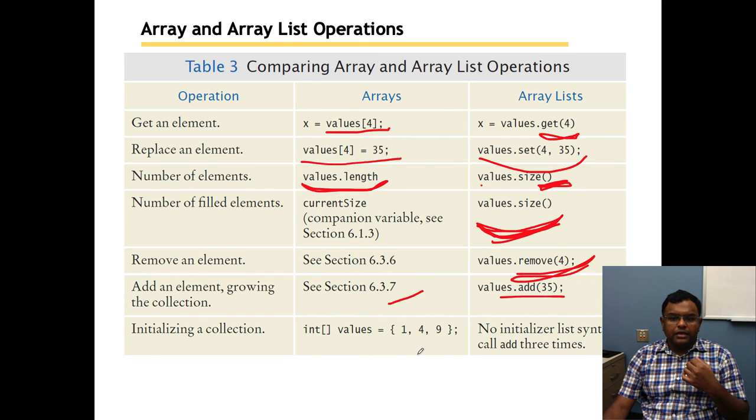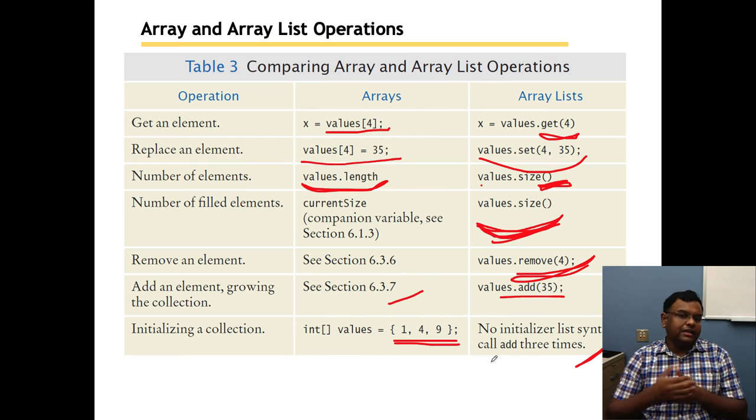Now, if you want to initialize, you can initialize the array like this. You just use the curly brace to initialize an array. But unfortunately, for the ArrayList, we don't have an initializer function. So how can we do that? We first define the ArrayList, ArrayList within angle brackets Integer, values equals new ArrayList. Then we say values.add(1), values.add(4), values.add(9). This will initialize the ArrayList. So this is the way to treat the ArrayList.